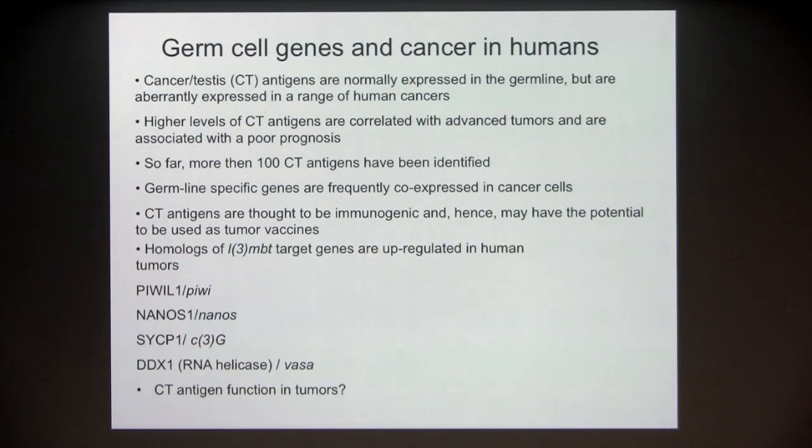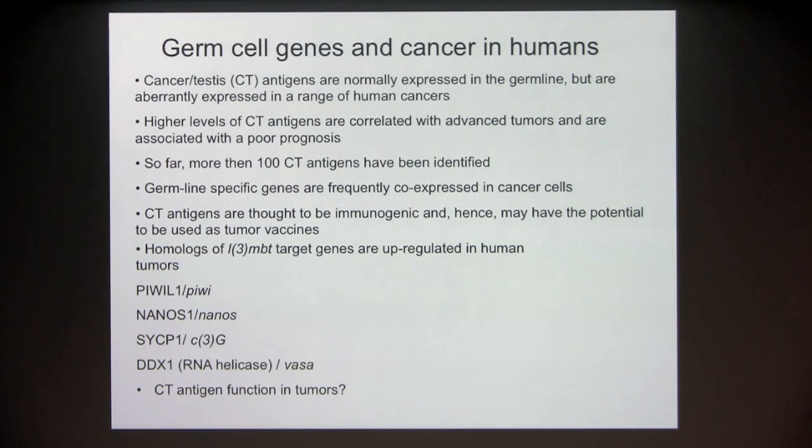And also, more importantly, we have found that some of the genes that are actually upregulated in our MBT tumor signature are actually present in this CT antigens list. So we have some of the homologs like PV, which is known to be present in many of the solid tumors, nanos, which is already known to have a role in metastasis. And then we have the synaptonemal complex gene, which is also present in high-grade glioblastoma and astrocytomas. And then we also have the VASA protein, which is present in different retinoblastoma tumors.